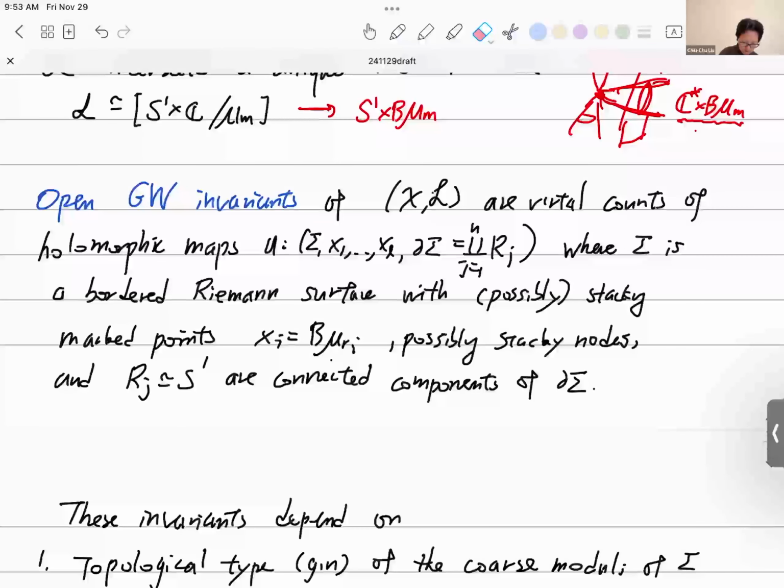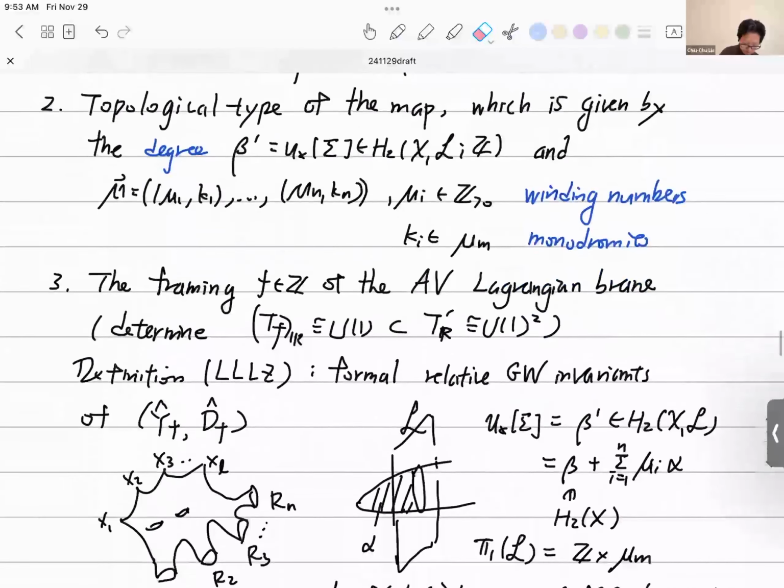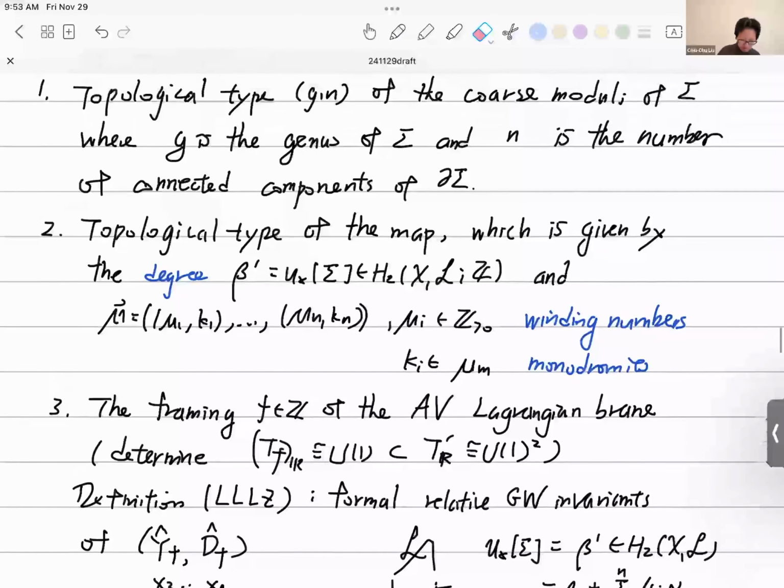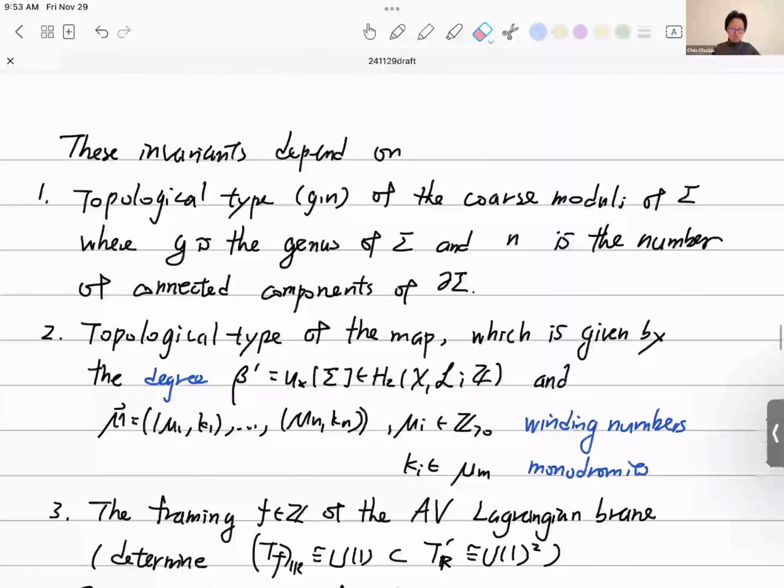So what does this invariant, okay, let me see. Or maybe let me do this, sorry.